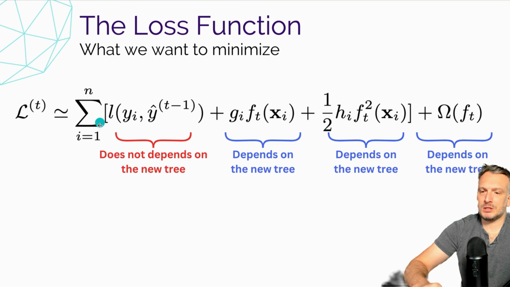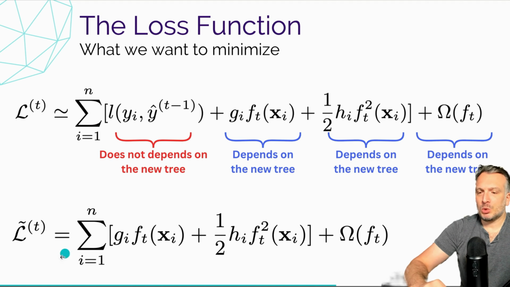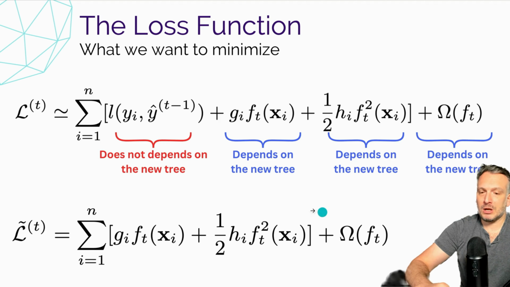So this one does not depend on the new tree, so we don't care about the constant. The optimal solution to minimize a function will not change if we add a constant to it. So we don't need to look at this full loss function. We can discard this term here because it does not involve the new tree, and we can focus only on the terms that involve the new tree. So minimizing this new loss function is equivalent to minimizing the original function.